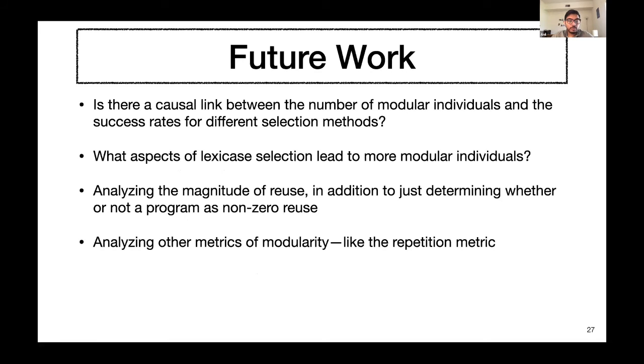And the following problems can be taken up as future work. So is there a causal link between the number of modular individuals and the success rate for different selection methods? And what aspects of Lexicase Selection or any selection methods in general lead to more modular individuals? And while we have only considered whether or not an individual has non-zero reuse, analyzing the magnitude of reuse can also shed some more light on the relationship between modularity and different selection methods. Finally, other metrics of modularity can also be analyzed for evolving populations. For example, the repetition metric.